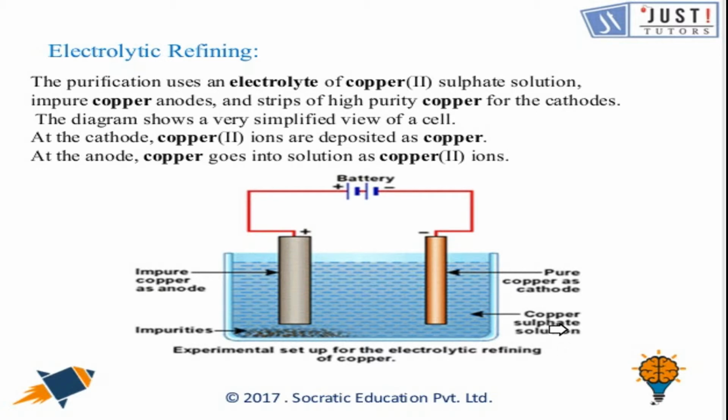On passing an electric current through the electrolyte, the metal from the anode dissolves into the electrolyte, and an equivalent amount of pure metal from the electrolyte is deposited on the cathode. The soluble impurities go into the solution, whereas the insoluble impurities settle down at the bottom, as you can see here. That is known as the anode mud as well.